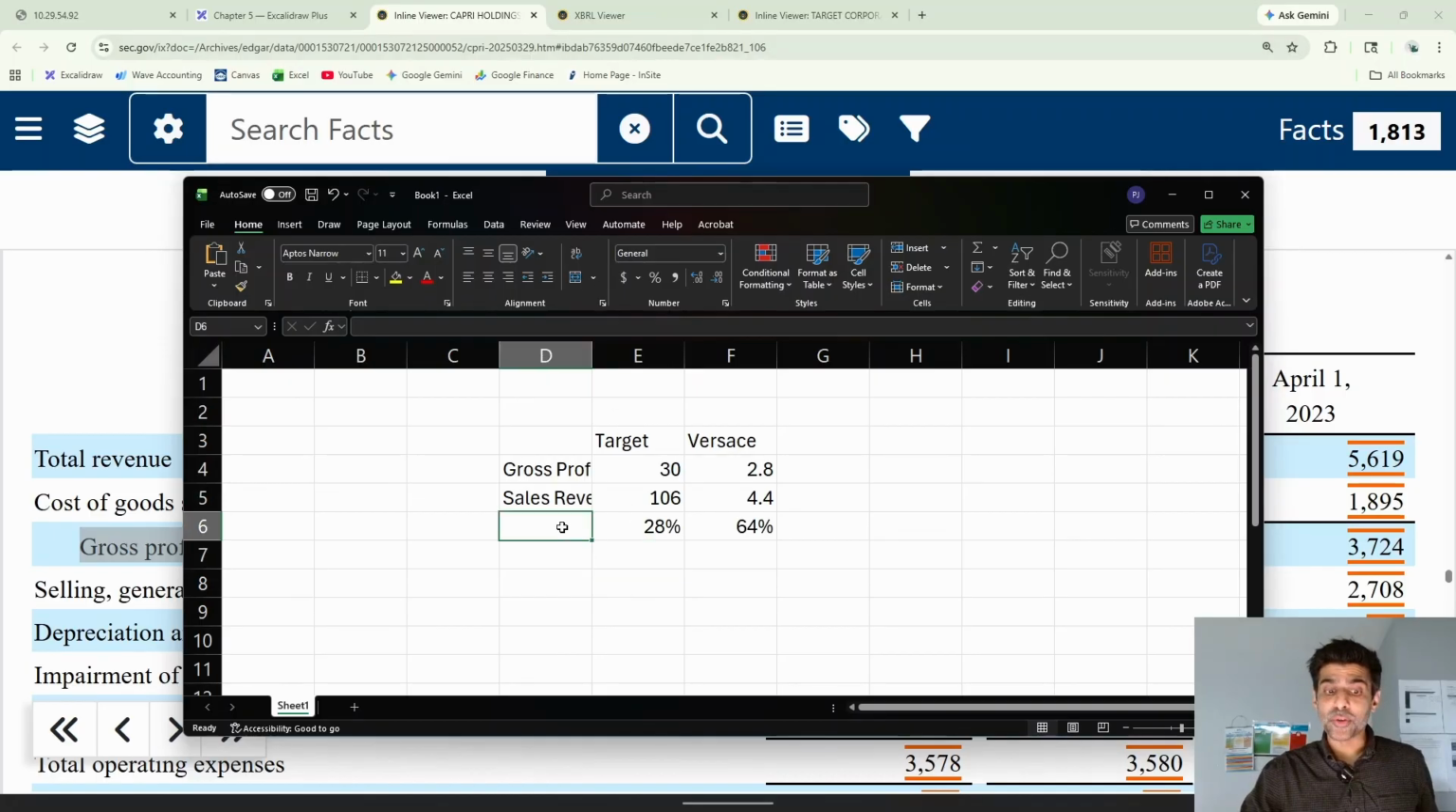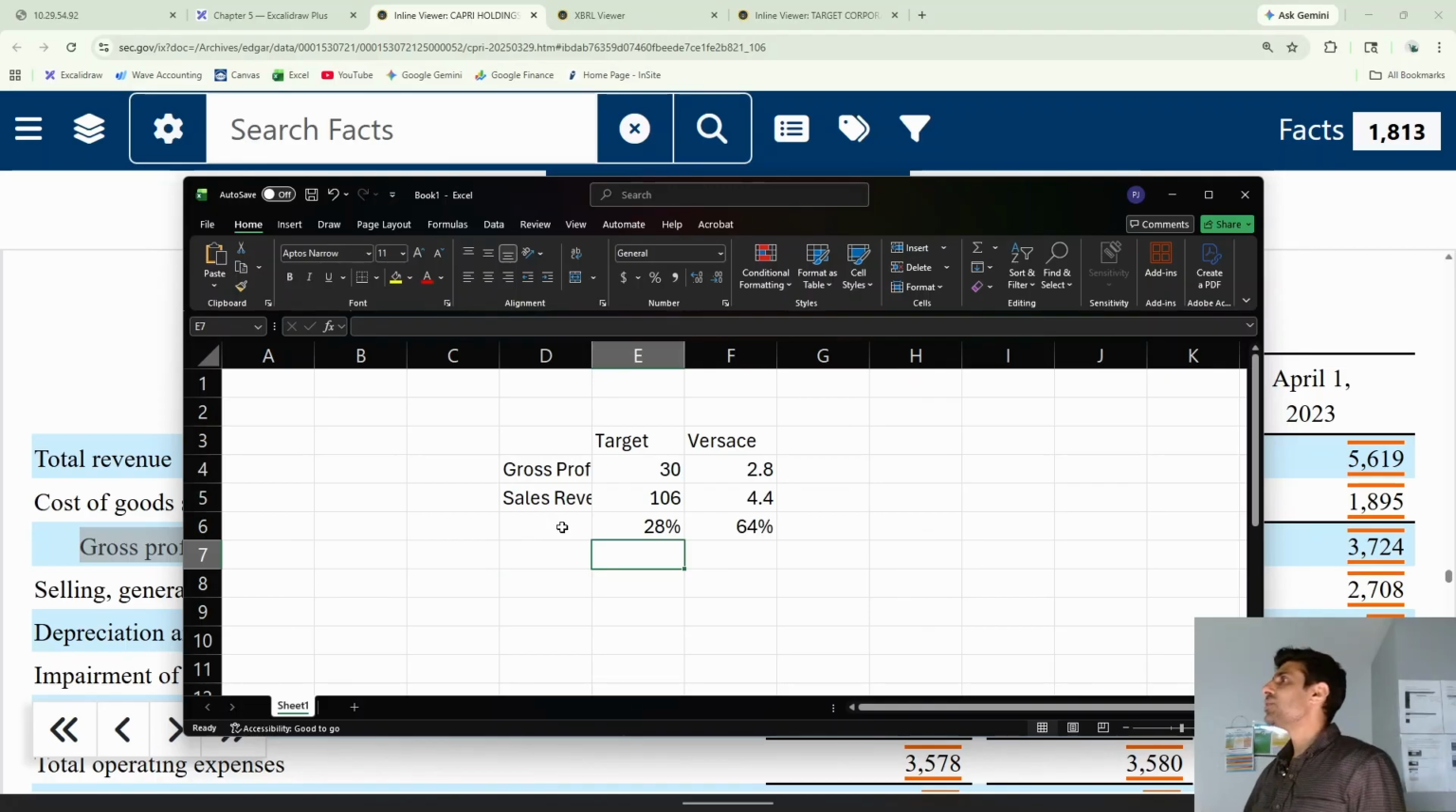Because remember, this is just the gross profit. This is not including all the other expenses, right? The employees, the rent, the utilities. We saw with Target, it was another 20 billion, 22 billion, right? So this 30 of gross profit is actually much less after you subtract all that.